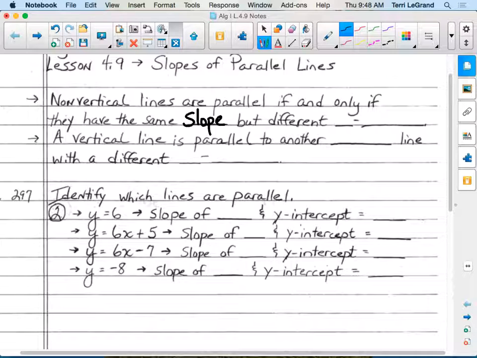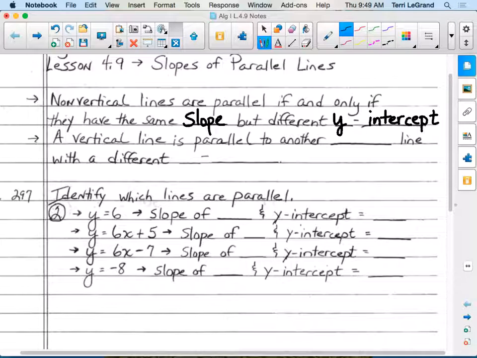But what do they have to have that's different? Y-intercepts, yeah. They have to have a different y-intercept. Each of them has to have its own y-intercept. They cannot share one, because if they share one, then they have a point in common. They can't have a point in common.